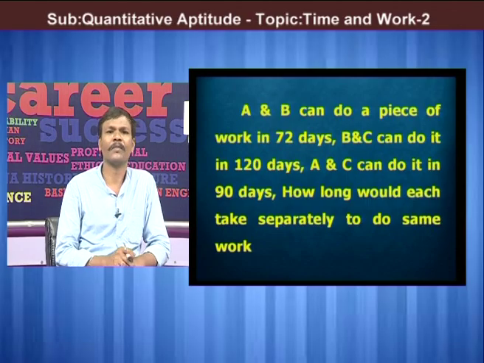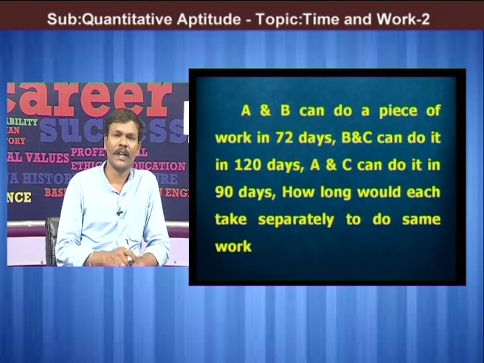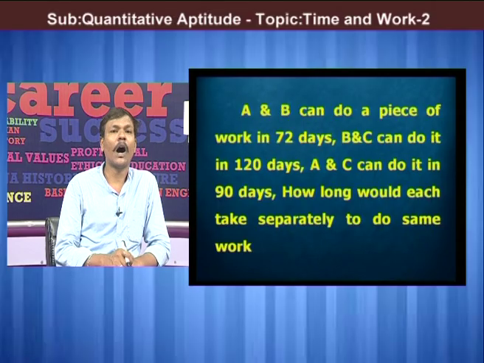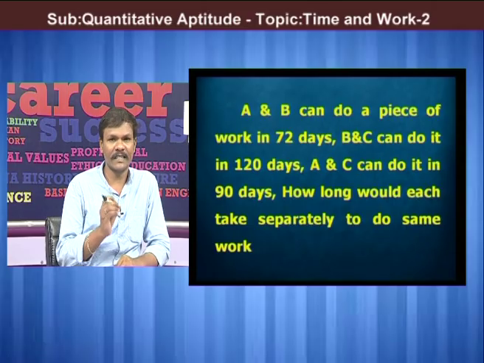The next question is, A and B can do a piece of work in 72 days, B and C can do it in 120 days, A and C can do it in 90 days. How long would each take separately to do the same work?